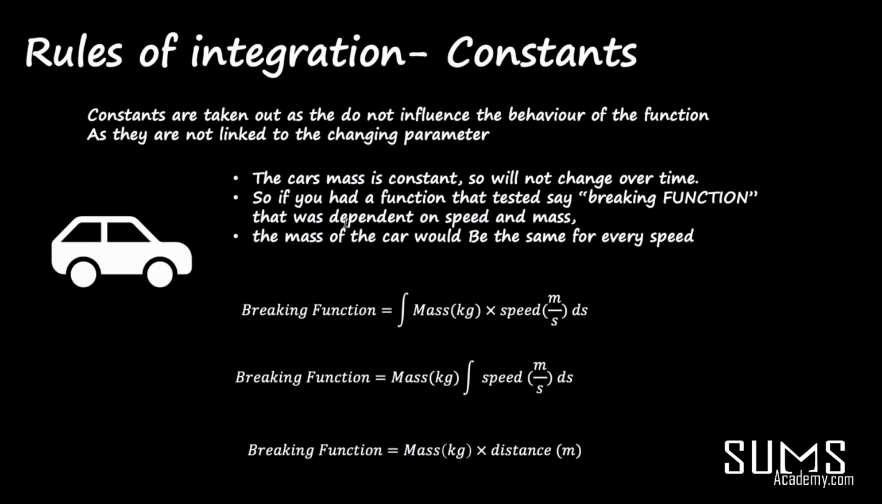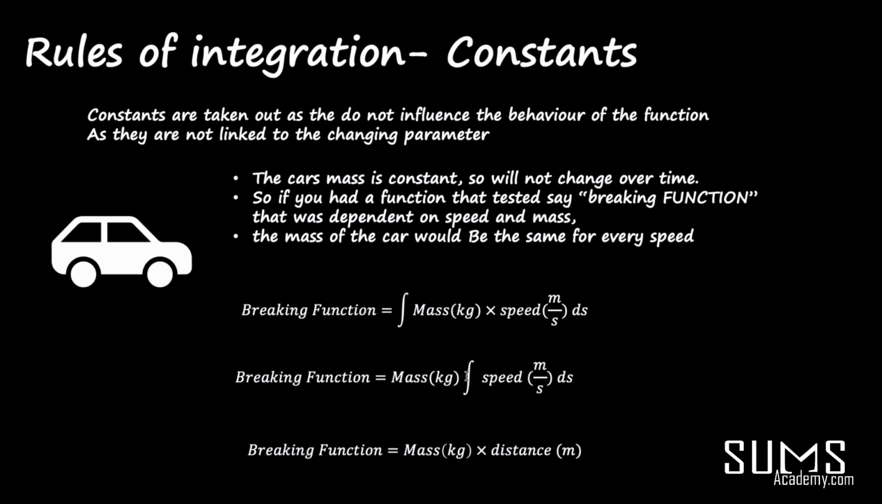So this braking function is dependent on the speed and mass of a car, right? The mass of the car would be the same for every speed. So it's dependent on the two, but only one of them is going to be changing. So for this braking function, what we'd want to figure out is the integral of the mass of the car times the speed of the car. Well, what we can figure out now is that the mass is always going to be the same.